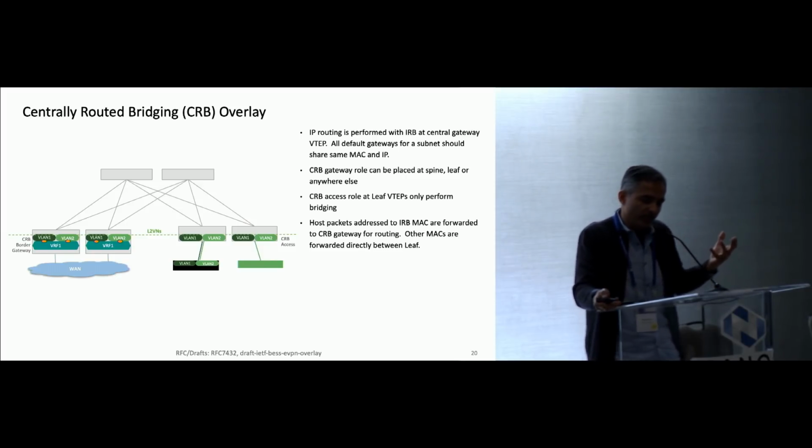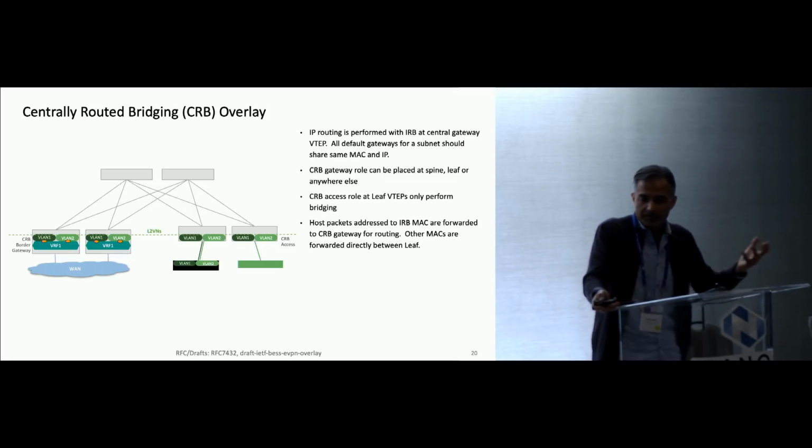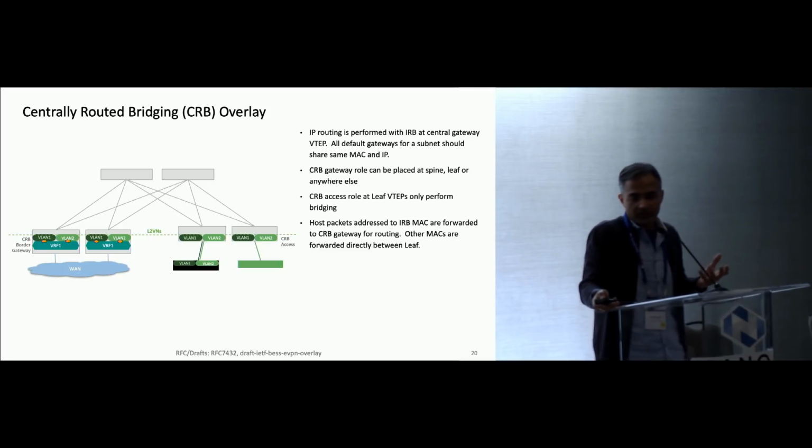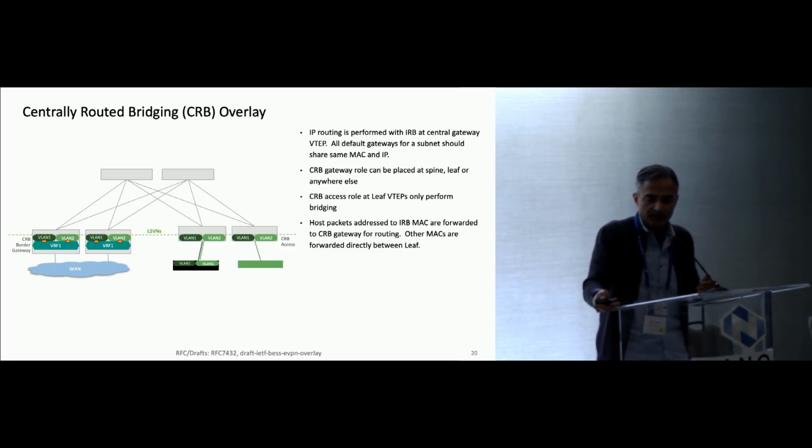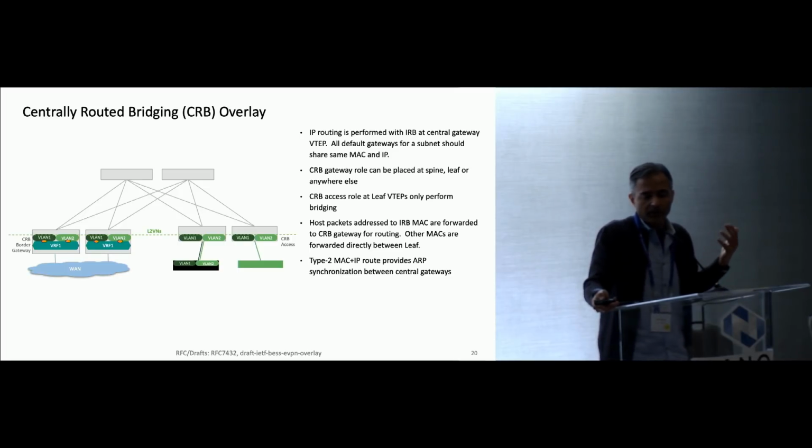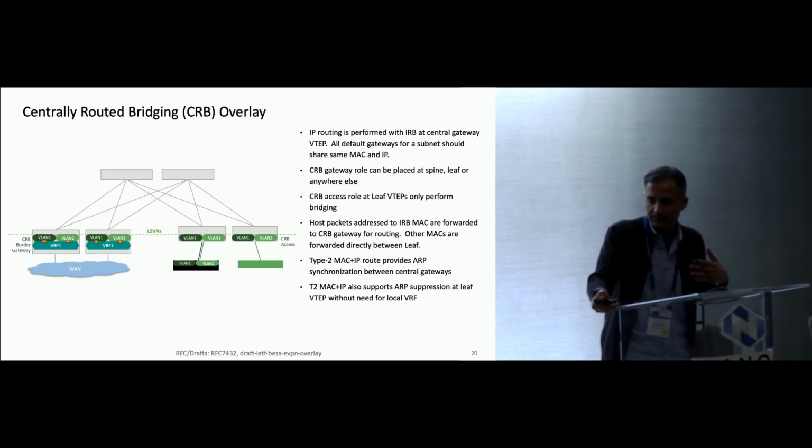That CRB gateway will advertise its MAC and MAC plus IP as type 2 MAC-only and MAC plus IP routes. And so all of these VTEPs will know, okay, this MAC and IP is over there, and it can forward MAC to the gateway for packets that need to go to the gateway, and it forwards directly to other VTEPs for other MACs, and also has a MAC plus IP for ARP synchronization of the gateways as well as ARP suppression that we just spoke of.